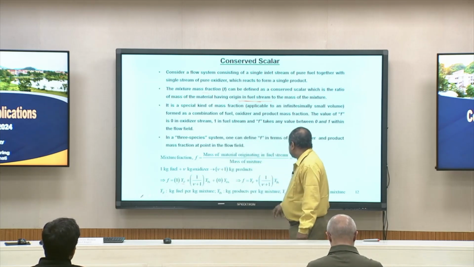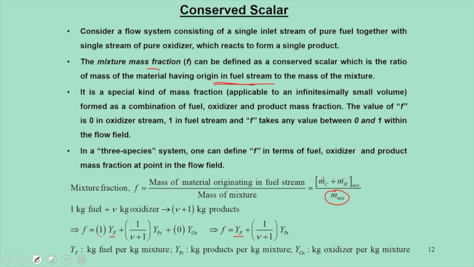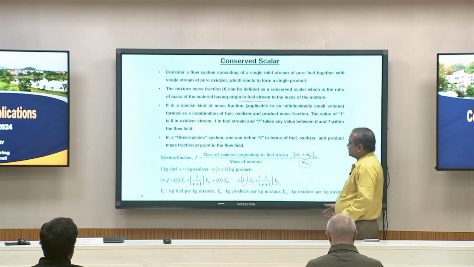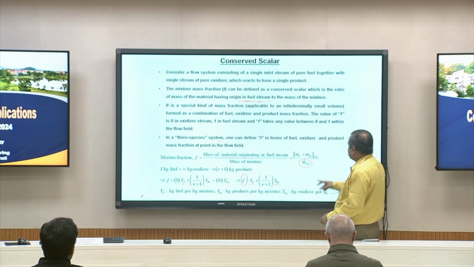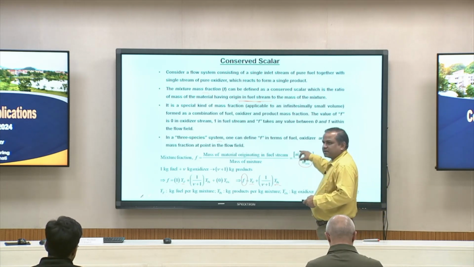So this boils down to a function of YF, which is kg of fuel per kg of mixture, and Y product, kg of products per kg of mixture. That way we can find the mixture fraction for that system. This is the case for a 3 species system. If you have multiple species involving a catalyst and others, this number has to be found considering whether the catalyst has an identity of carbon or hydrogen or not.